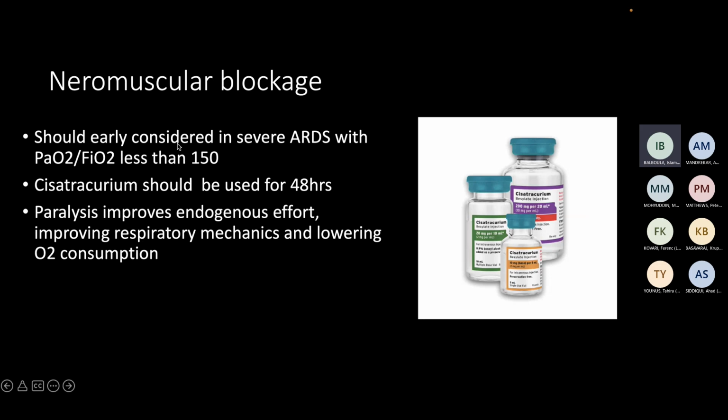Neuromuscular blockade should be considered early in severe cases with a PF ratio less than 150. The drug of choice is cisatracurium, which can be used for up to 48 hours. It will improve synchrony with the ventilator, reduce oxygen consumption, and improve respiratory mechanics.